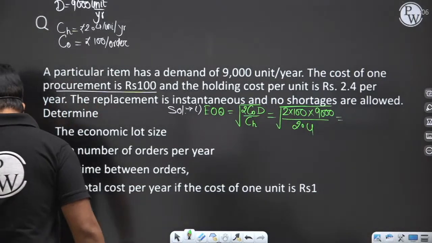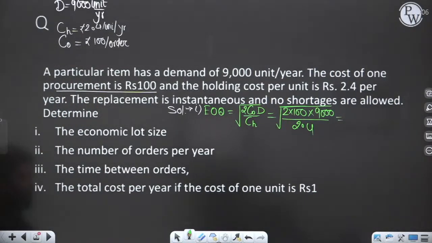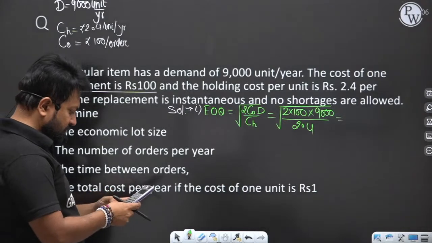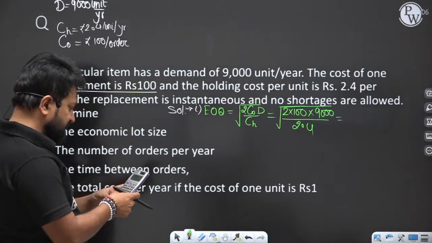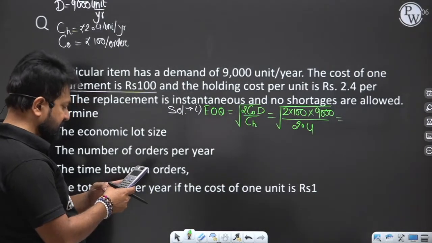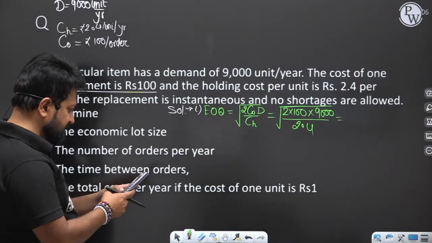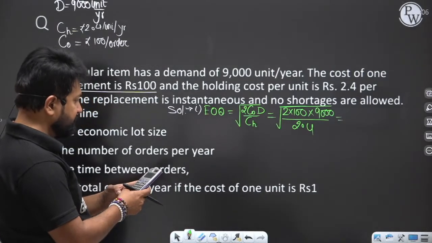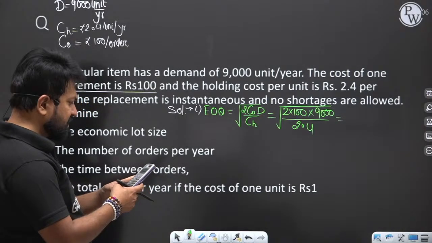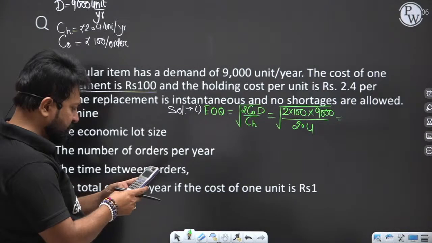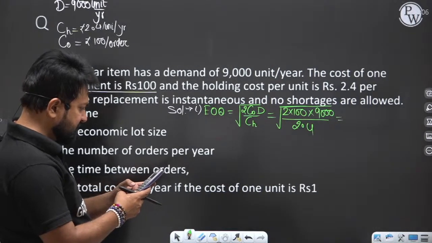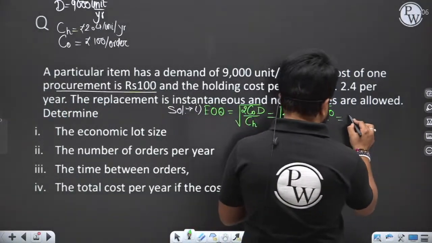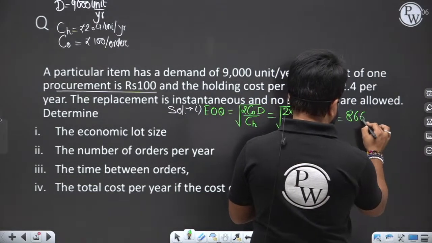Let me calculate here. 2 into 100 into 9,000. Answer divided by 2.4. Root of answer. It will become 866.